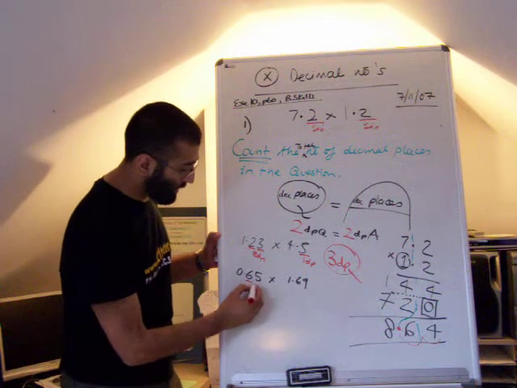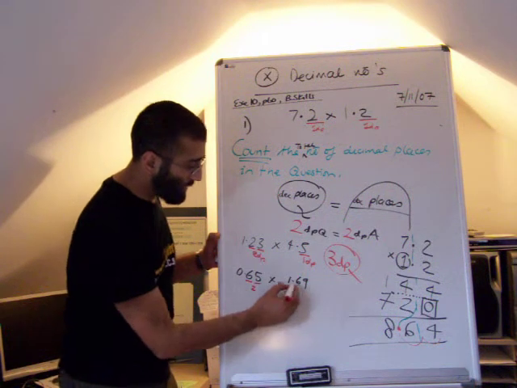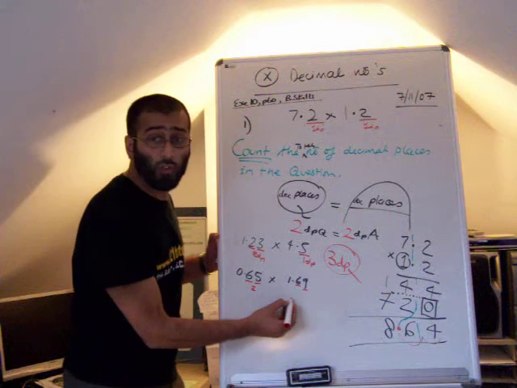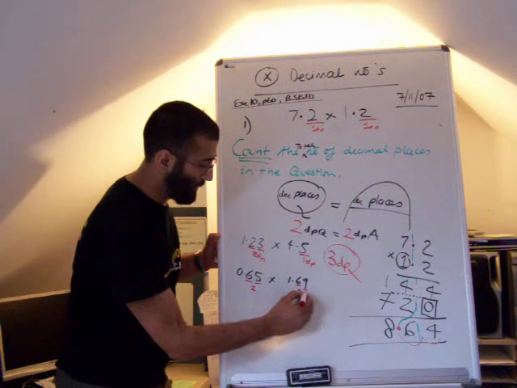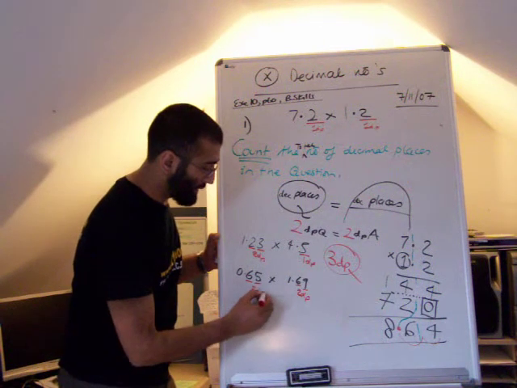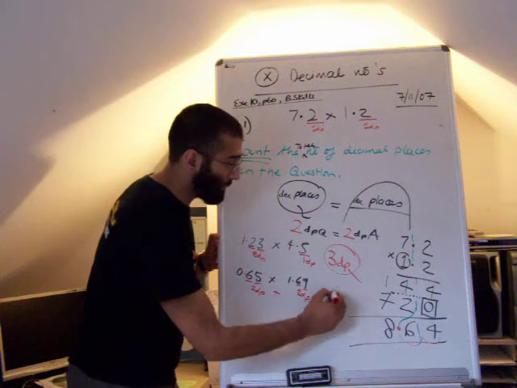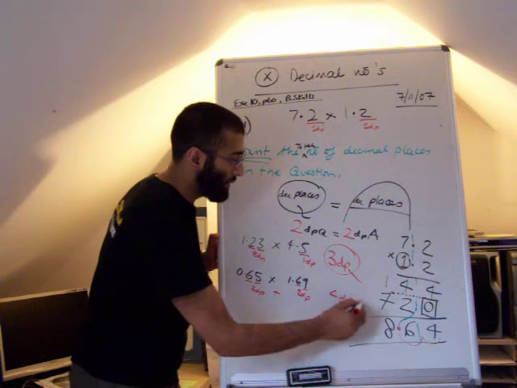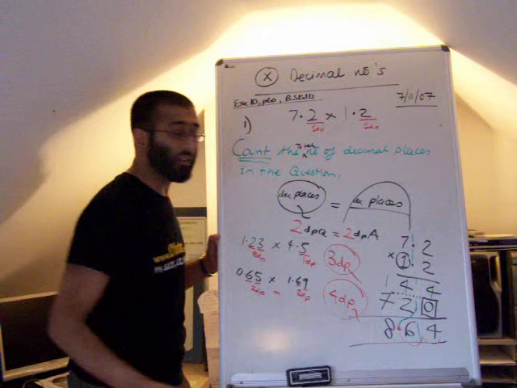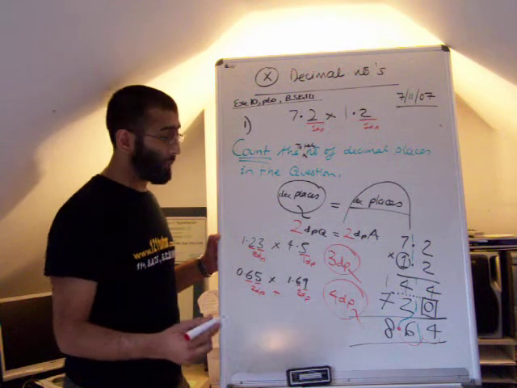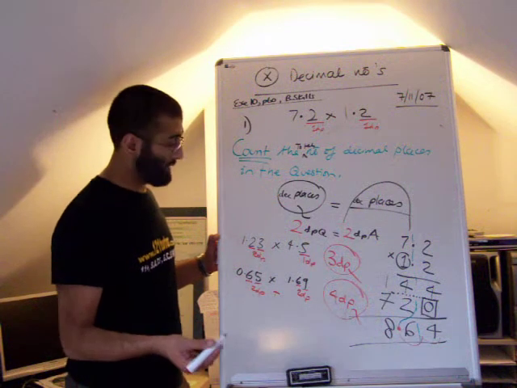In this one here we've got 2 decimal places, and 2 decimal places, add 2 decimal places will give us 4 decimal places in the question, which means we will have 4 decimal places in the answer.